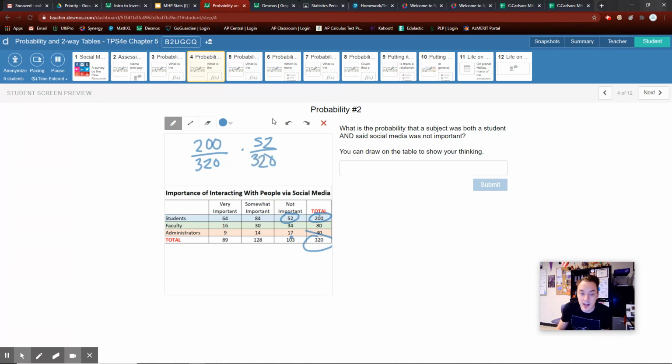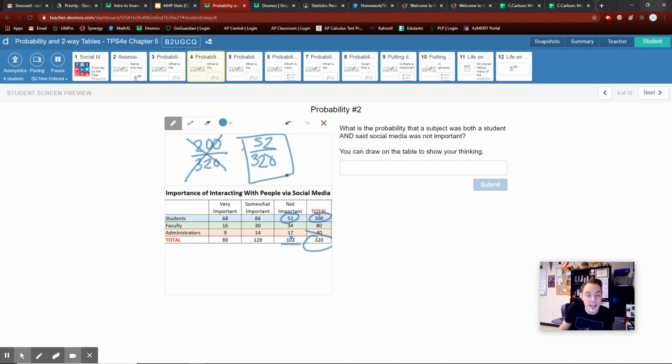So this question is kind of confusing as we start to see exactly what it's asking, okay? So pay very close attention. Initially, we would think, okay, it is multiplication because it's and. So we would do all the multiplication symbols. And maybe we're thinking maybe it's not even 52 because maybe it's just 103. But the question says both a student and, okay, said social media was not important. So yes, this may be what we're initially thinking, but in all actuality, we're just going to be taking this.